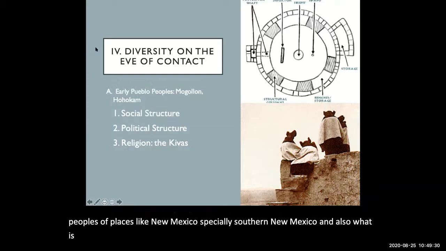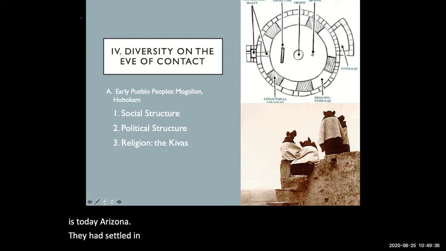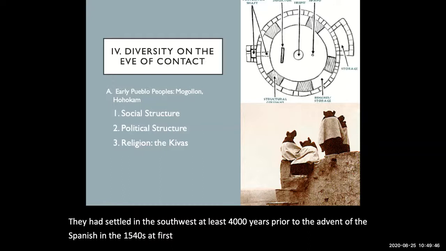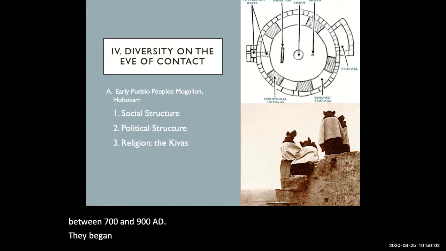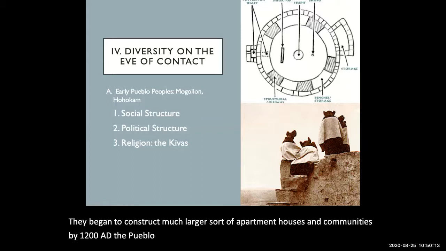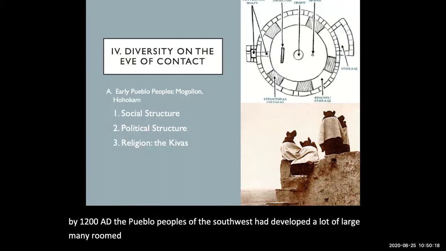They had settled in the Southwest at least 4,000 years prior to the advent of the Spanish in the 1540s. At first, the indigenous people lived in pit houses that were sort of like dugouts dug into cliffs and covered over with foliage. And then between 700 and 900 AD, they began to construct much larger sort of apartment houses and communities. By 1200 AD, the Pueblo peoples of the Southwest had developed a lot of large, many-roomed buildings, some of which are just as big as anything that had existed in Europe at the exact same time.